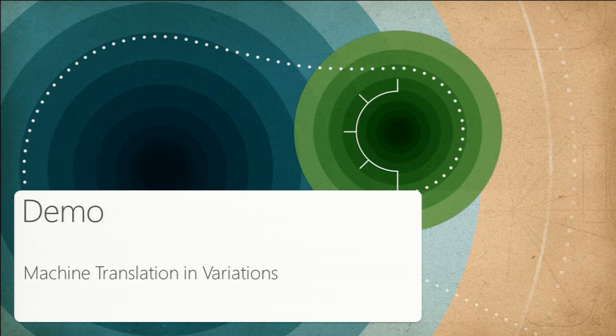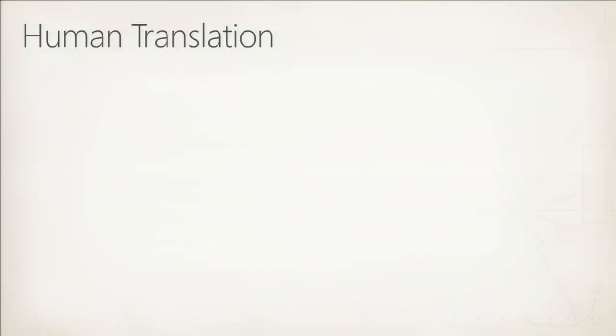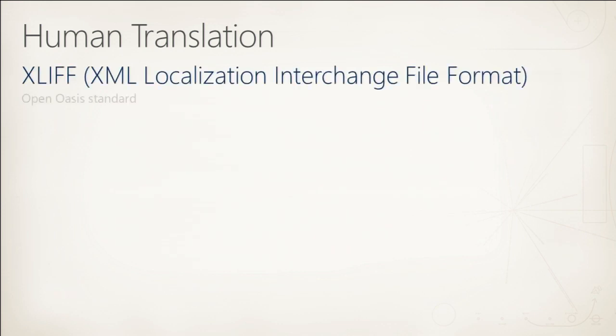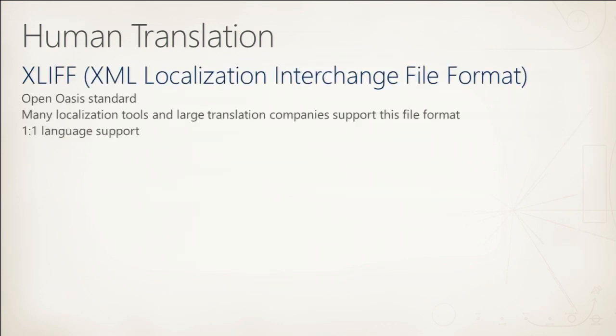Okay, so now we're going to talk about our investments in human translation. You've probably seen in the Variations tab that we have a Create Translation Package button, and what this does is it takes the content that you've selected and puts it into an XLIF file. XLIF is an XML localization interchange file format. It's an open OASIS standard that has been gaining popularity in the localization industry over the last few years.